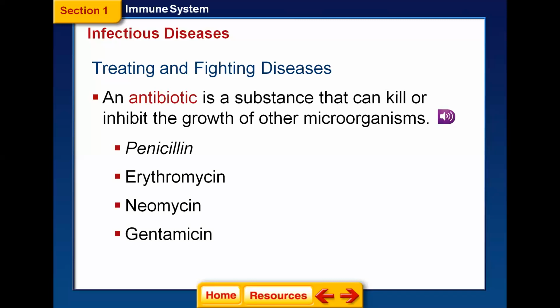If it's a bacterial disease, antibiotics are the solution. An antibiotic is a substance that can kill or inhibit the growth of microorganisms. Keep in mind it kills bacteria only, and does not treat other infections, like viral infections. This is the only course of treatment doctors prescribe. The most common antibiotics are penicillin, erythromycin, neomycin, and gentamicin. All of these are widespread antibiotics to kill or inhibit the growth of bacteria.